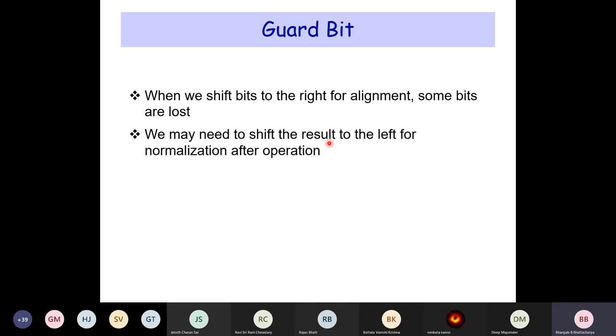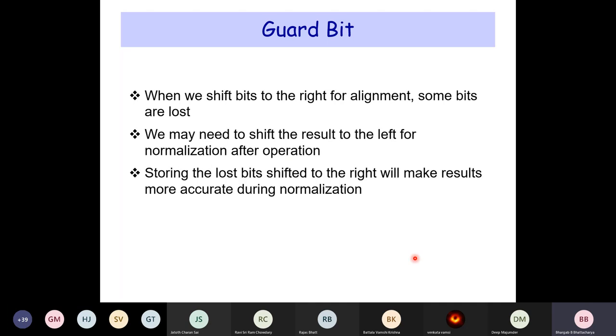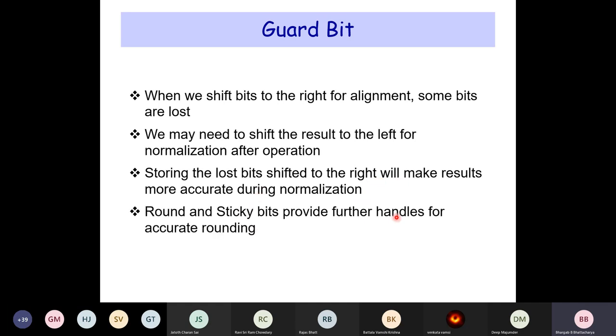And we may need to shift the result to the left after normalization, after the operation and during normalization. If we had the information of whatever bits have been shifted, we could have made our operation more accurate. And that's why this guard bit, one extra bit, is kept here. So storing the last bit shifted to the right would make the results more accurate during normalization. And that is the purpose.